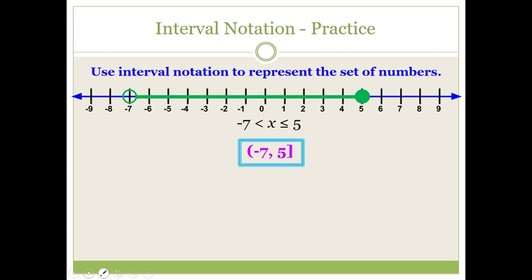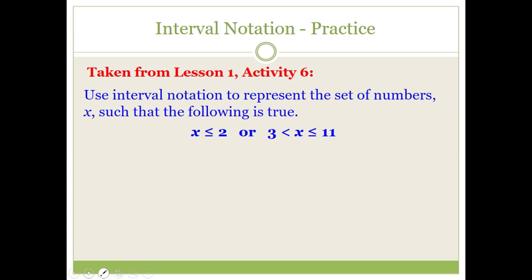In interval notation, we would say we go from -7, parentheses, because we're not including -7, up to and including 5, so we close it off with a bracket.